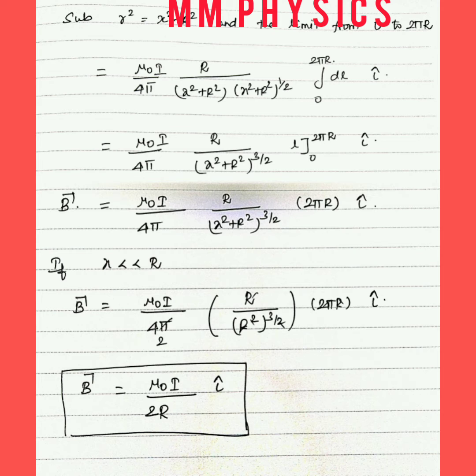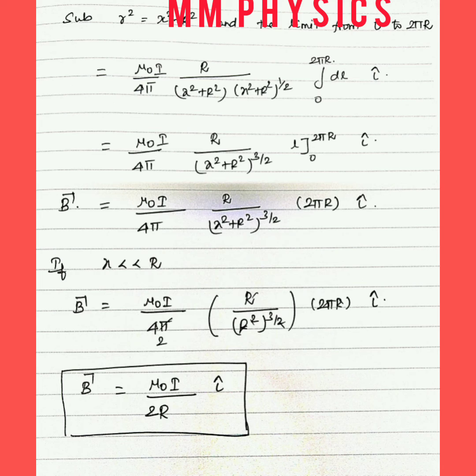Now we will substitute the value of r square, that is equivalent to x square plus r square, and the limit: as it is a circular loop, its circumference varies from 0 to 2 pi r. So take the dl with respect to the limit 0 to 2 pi r into I cap. Meanwhile, x square plus r square into x square plus r square to the power 1 by 2. So if we add the power value, we'll get x square plus r square to the power 3 by 2, and mu o I divided by 4 pi remains as a constant.